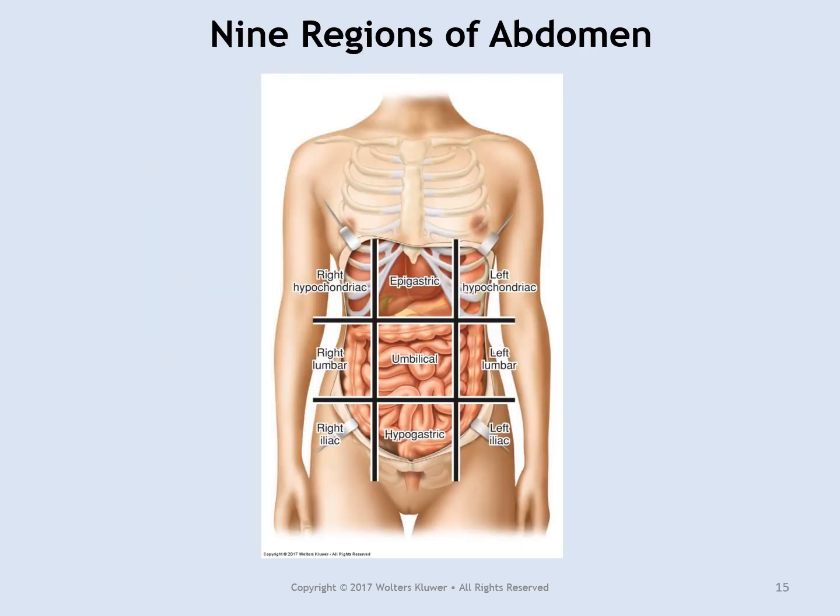So what this looks like is as follows. Hypochondriac, hypochondriac, lumbar, lumbar, iliac, and iliac, and then running down the middle is the epigastric, hypogastric, and umbilical dead center right there.